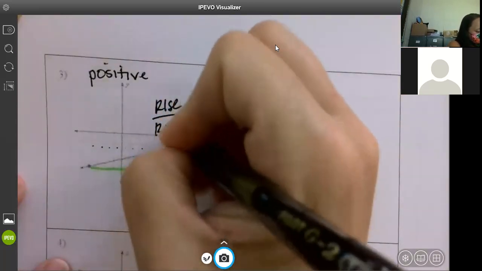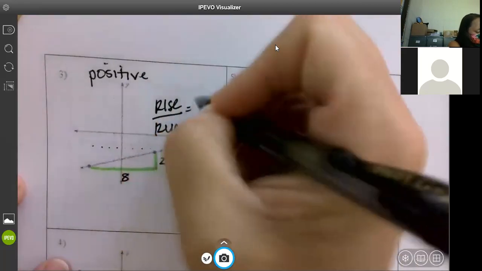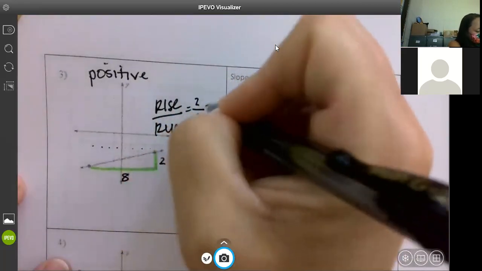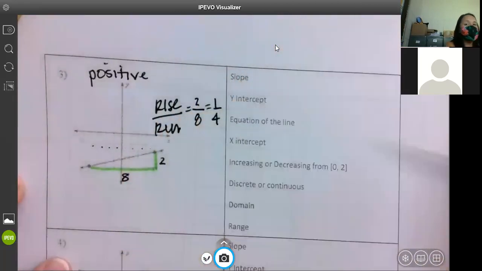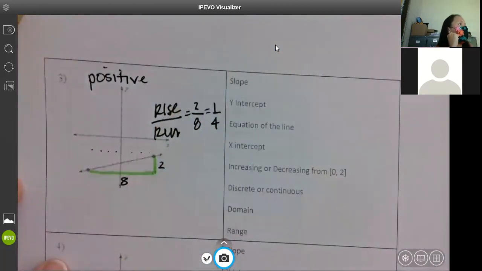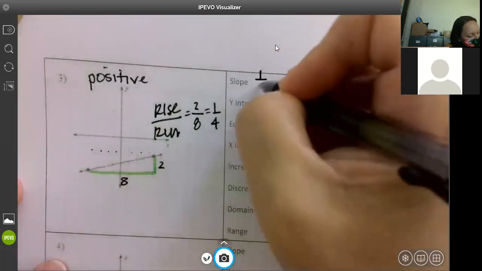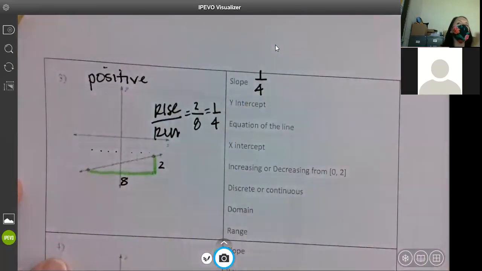So what's your rise over run? Which reduces to 1/4. I do want you to reduce them. If you can't do it, your calculator will. Remember, hit math, enter, enter. So your slope is 1/4 and it is positive because the graph goes up. You will positively work hard to ski up this graph.